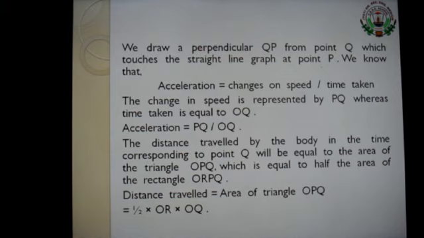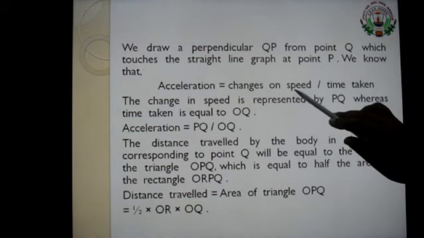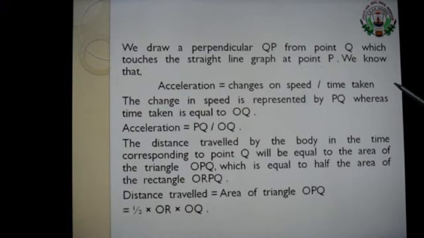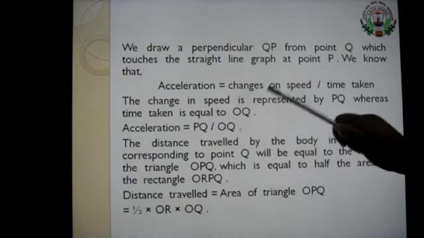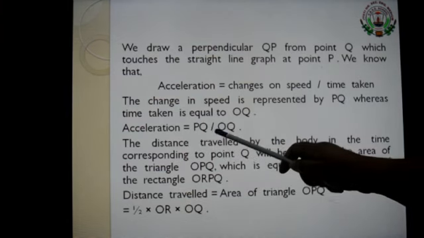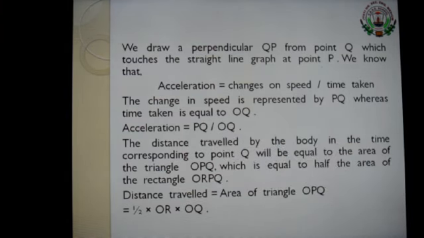We know that acceleration is equal to change in speed upon time taken. Here the change in speed is represented by PQ, whereas time taken is equal to OQ. Therefore acceleration is equal to PQ upon OQ. But PQ upon OQ is the slope of that speed time graph OP. Therefore, we conclude that in a speed time graph, the acceleration is given by the slope of the graph.